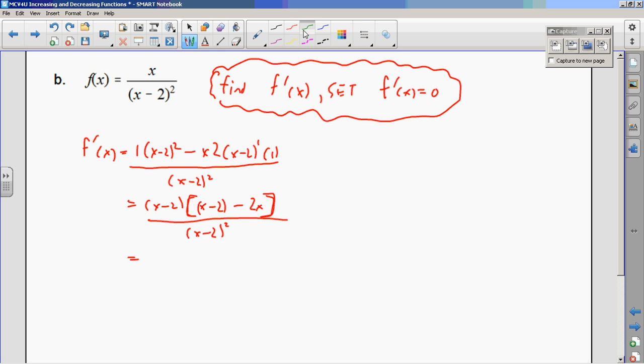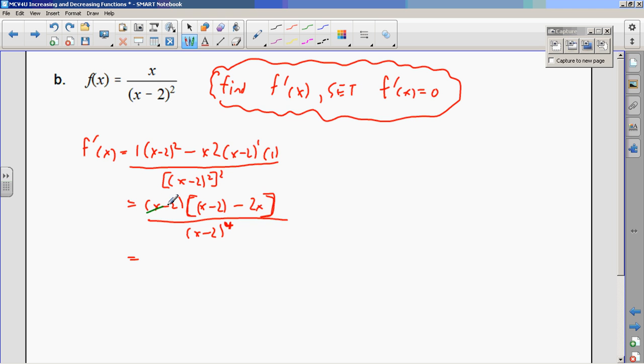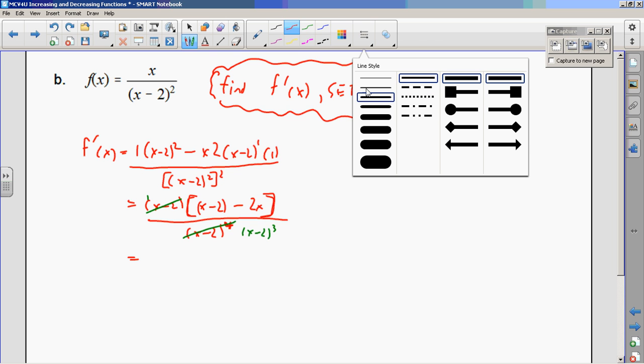Then notice what I can do is I can cancel out, darn it, making mistakes all over the place. Remember the bottom squared. So this is actually x minus 2 to the exponent 4. Sorry about that. But now I can cancel one of those factors, right? This is actually x minus 2 cubed on the bottom.